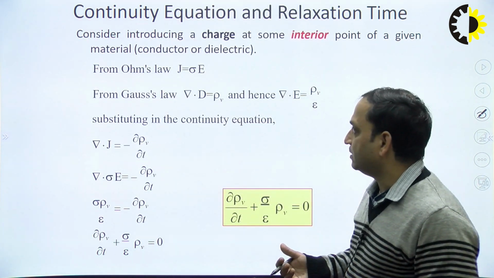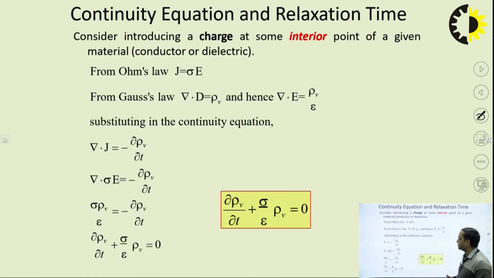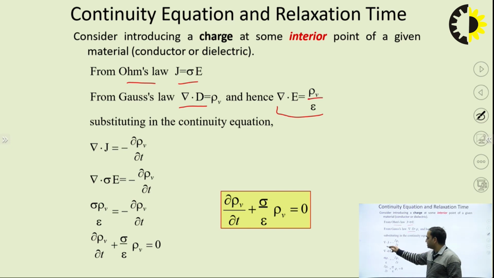The second part of the derivation of the continuity equation is when we introduce charge at some interior point of a given material. We will use three formulas for that. First is Ohm's law, which we have just covered. Then Gauss law, that is del dot D is equal to rho v, and del dot E is equal to rho v upon epsilon. So simply take this example.